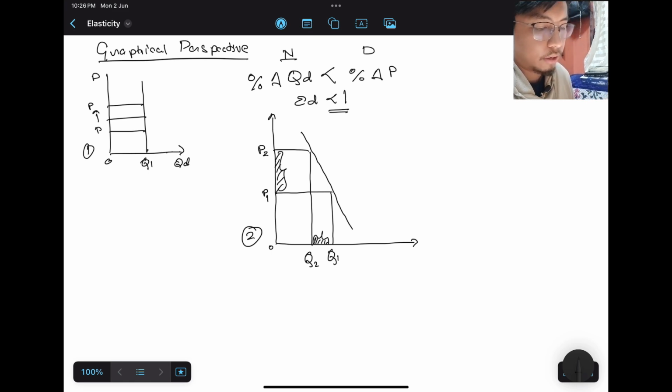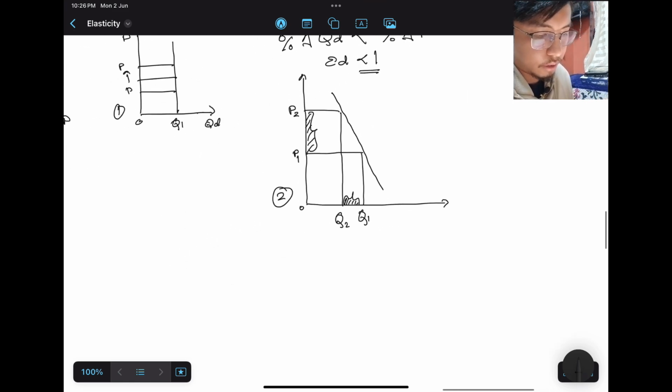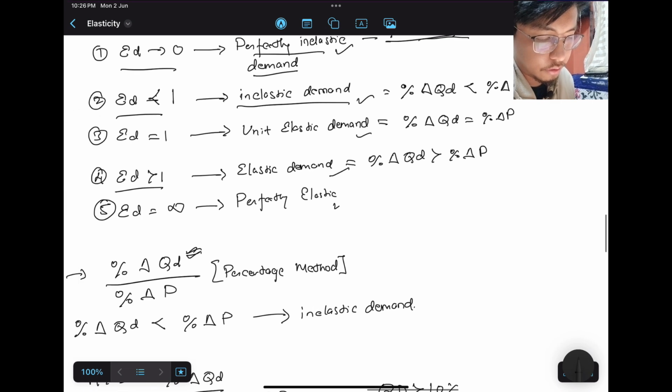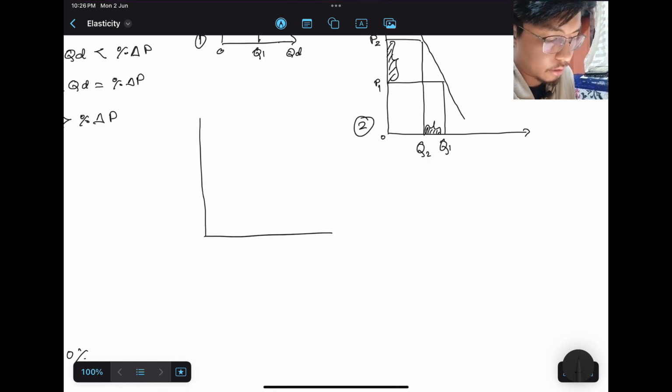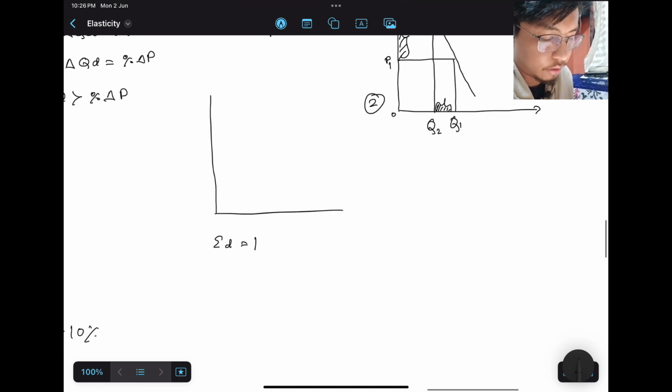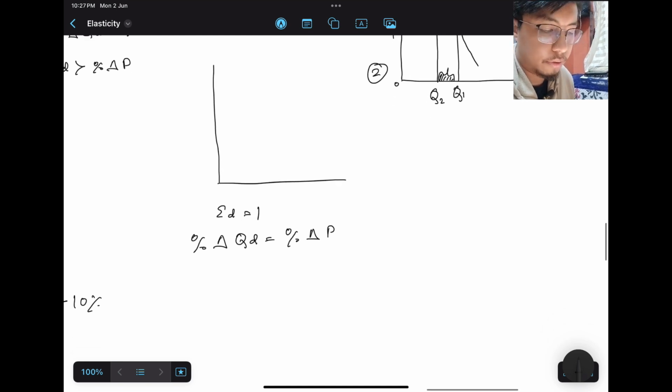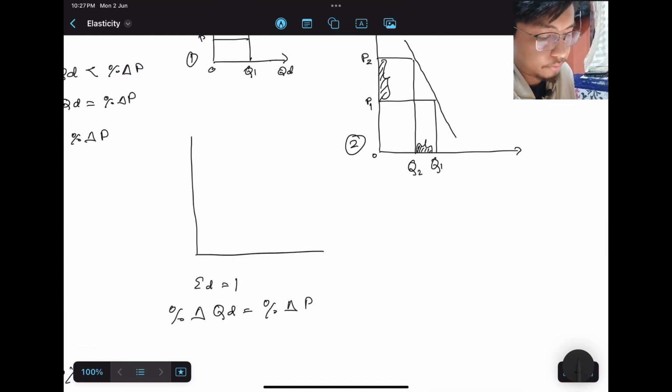Okay. The third one, what is the third one? Unit elastic. Unit elastic is simple. In unit elastic, what are we saying? ED value is 1. That means your percentage change in quantity demanded is equal to percentage change in prices. Right? That's what it means. Now how to draw it? So you have something called a rectangular hyperbola.